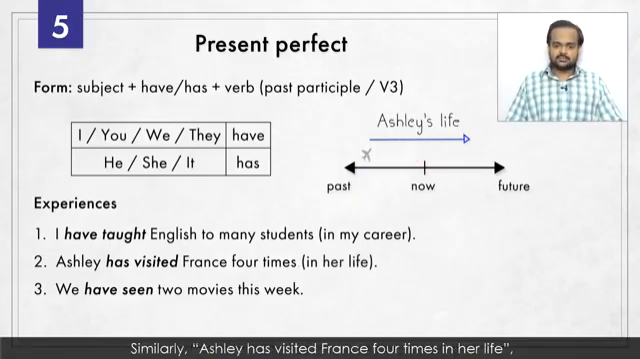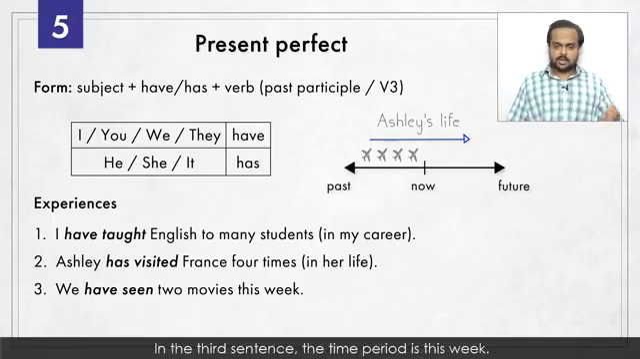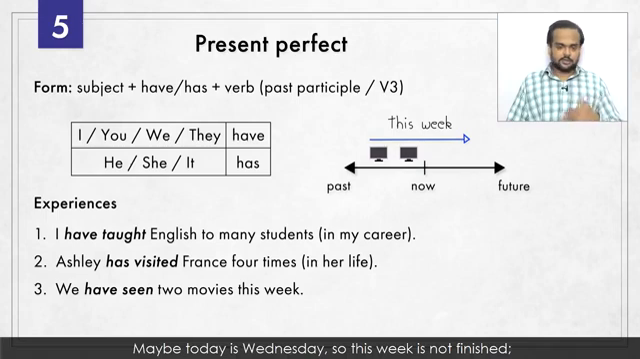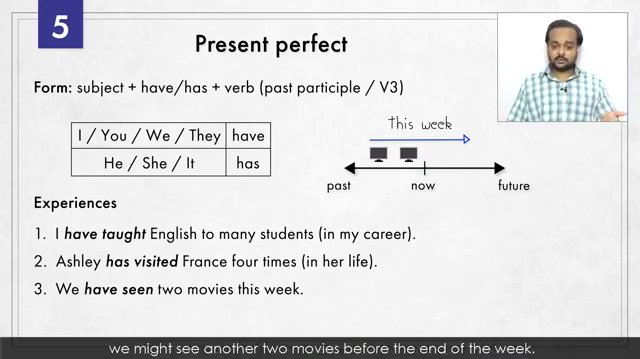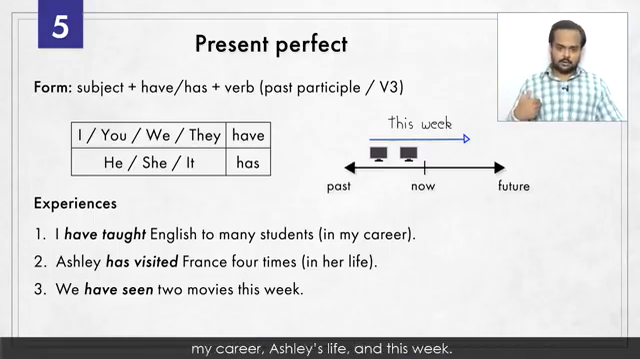Similarly, Ashley has visited France 4 times in her life. So the time period here is Ashley's life, which is still continuing. In the third sentence, the time period is this week. Maybe today is Wednesday, so this week is not finished. We might see another 2 movies before the end of the week. So in these sentences, the time period is continuing or ongoing. My career, Ashley's life, and this week.